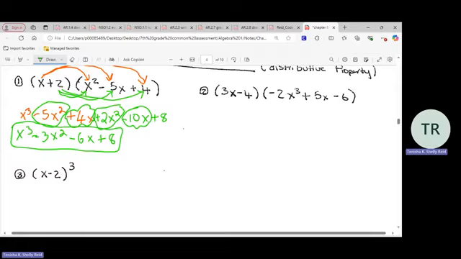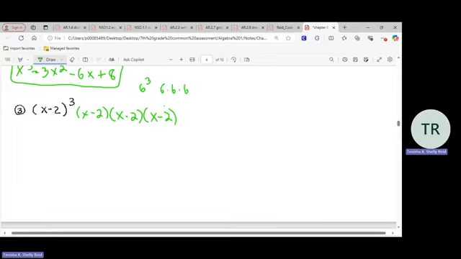Number 3 is kind of tricky because it's x minus 2 cubed. But if you remember, if I had 6 cubed, it meant 6 times 6 times 6, right? So x minus 2 cubed is going to be x minus 2 times x minus 2 times x minus 2. For that, you want to do the binomial and binomial first. So you would have x minus 2 times x minus 2. Go ahead and pause and try.